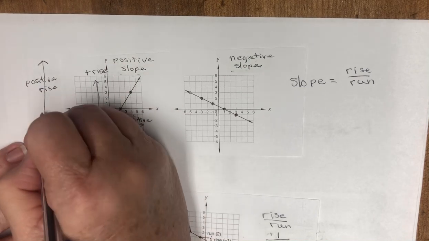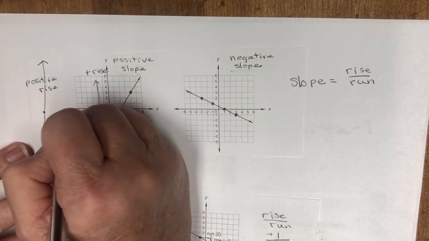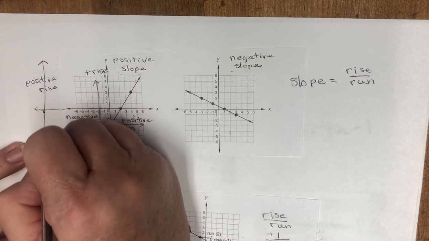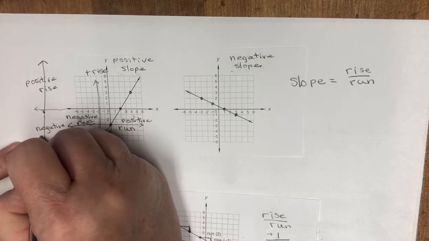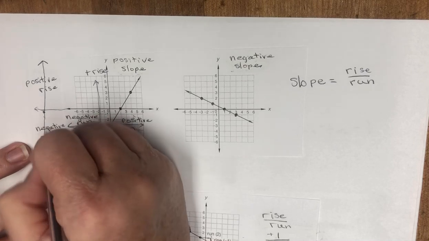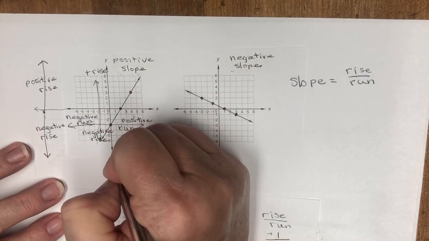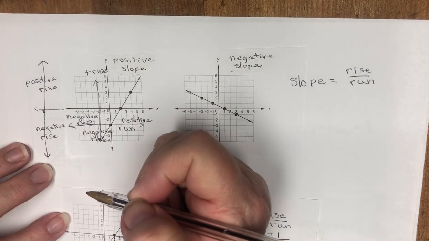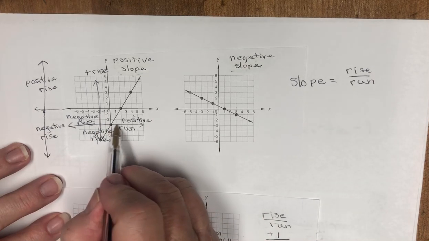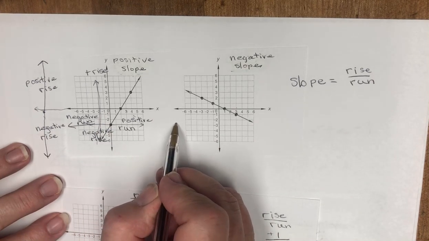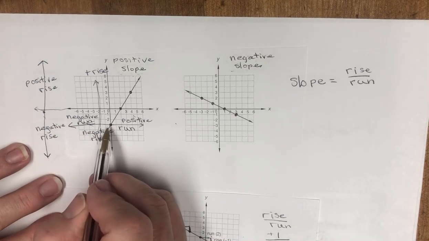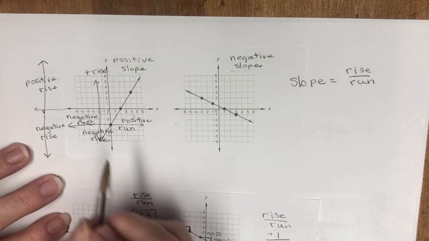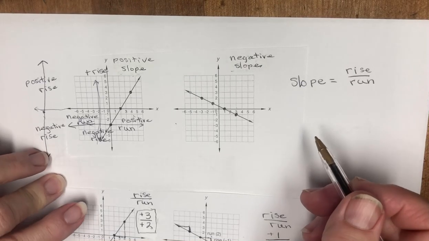Going vertically, here's where the line comes through. This is a negative rise. There is such a thing. When it goes downward, then it's a negative rise. To the right is a positive run. To the left of the point is a negative run. So those are what we use to determine slope. I'll explain it more as we go.